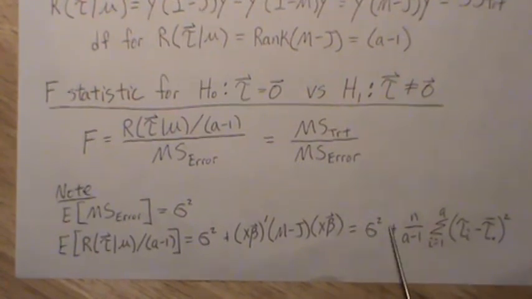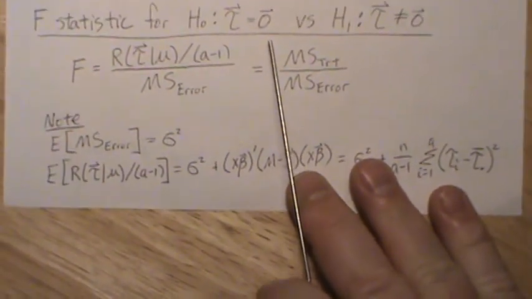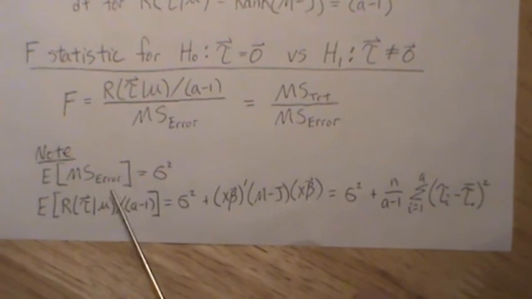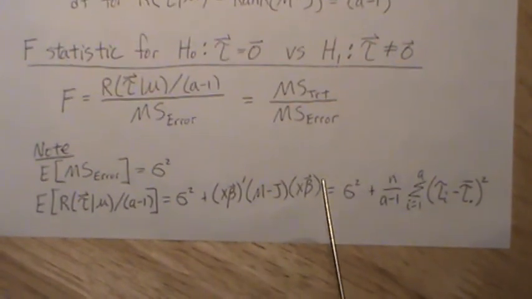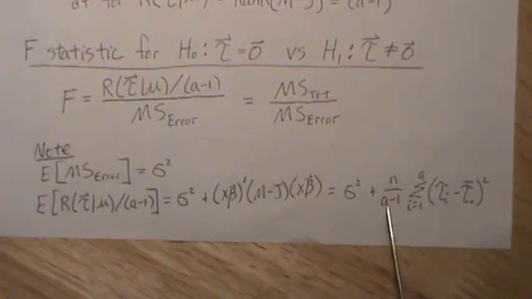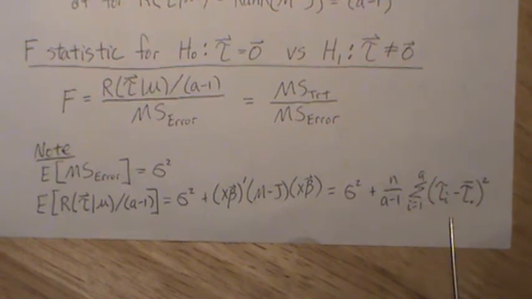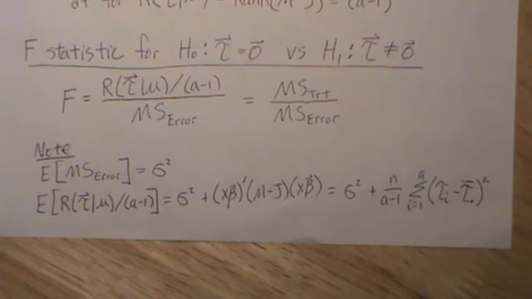Now that's the test statistic. Note that the mean squared error is an unbiased estimate for sigma squared. The expected value of this sum of squares here is sigma squared plus this quadratic form. In scalar form, it's sigma squared plus n divided by a minus 1 times this sum. This was covered in much more detail in the playlist on one-way fixed effects ANOVA.